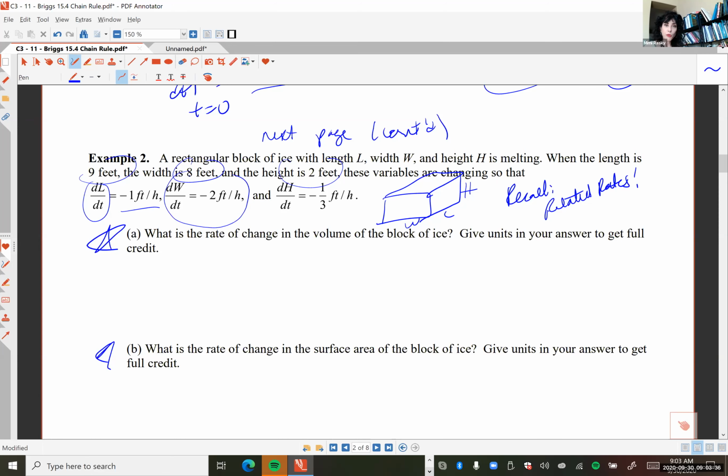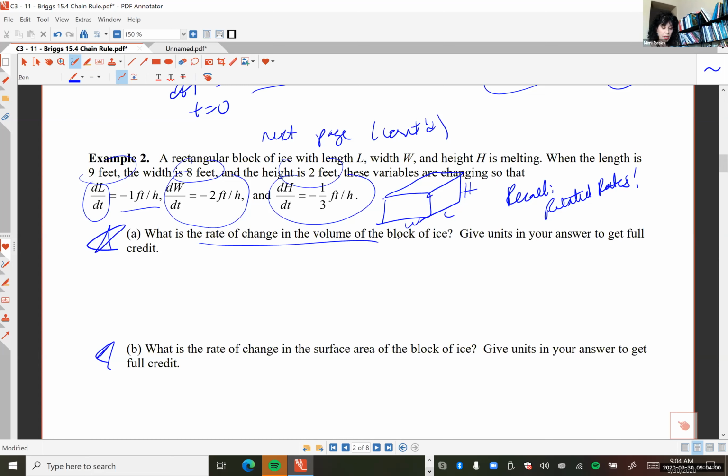The rate of change of width with respect to time is -2 feet per hour, and the height is decreasing at -1/3 feet per hour. So, letter A, what's the rate of change in the volume of the block of ice? I hope you can imagine that the volume is definitely shrinking, so we're probably going to get something negative. We better get something negative. And you want to make sure you give correct units also, because that's going to be part of the problem.